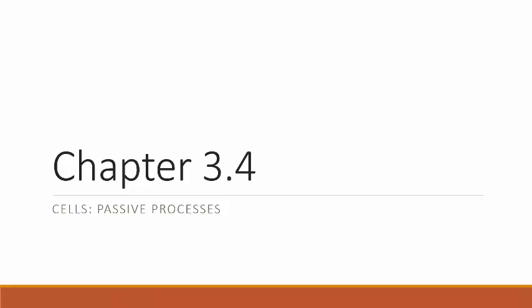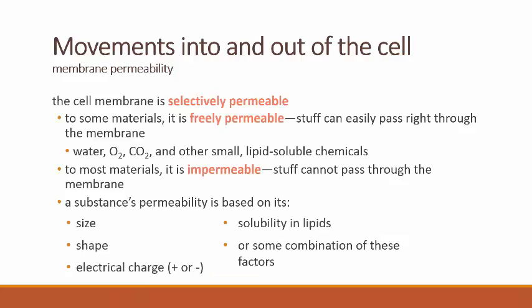In this video, we're going to be looking at some of the ways that we move materials across a cell membrane. And we'll start out by talking about passive processes. Processes that don't require any kind of cellular energy in order to move a material from one side of a membrane to the next. So let's get started on this.